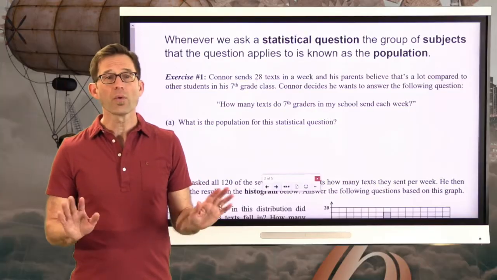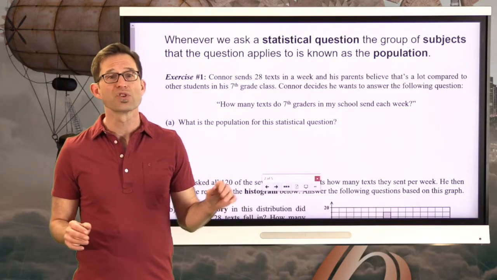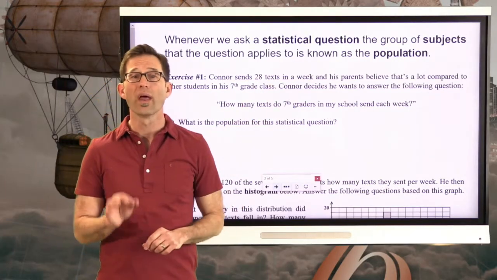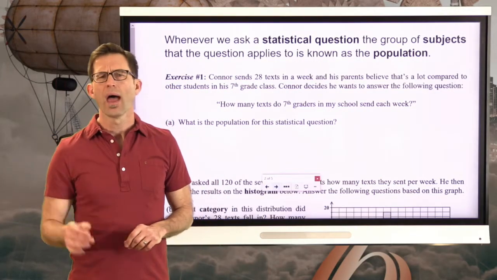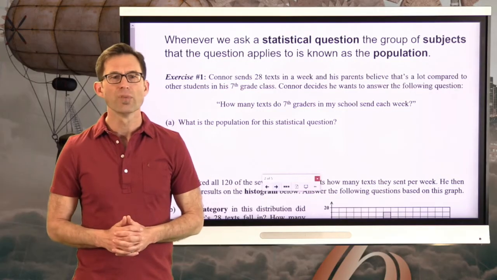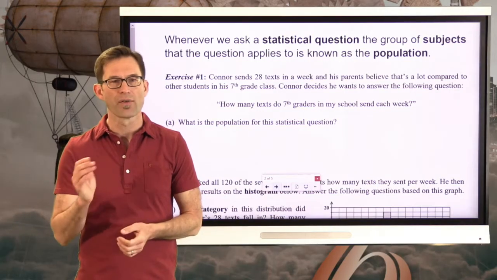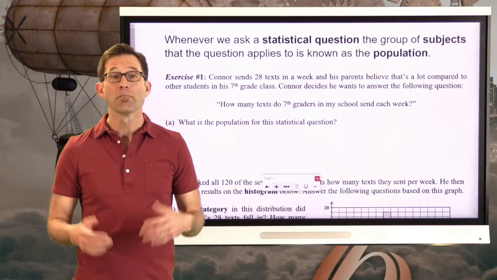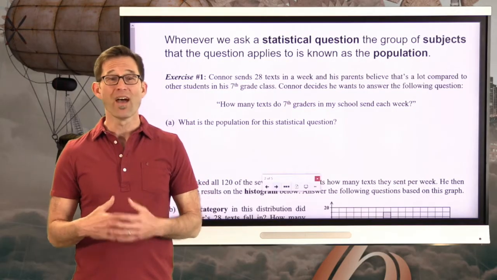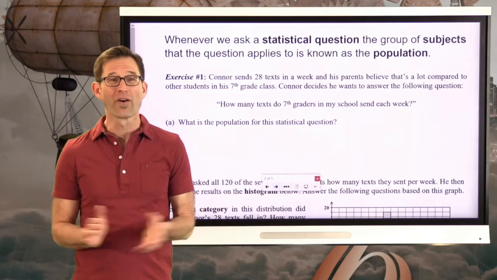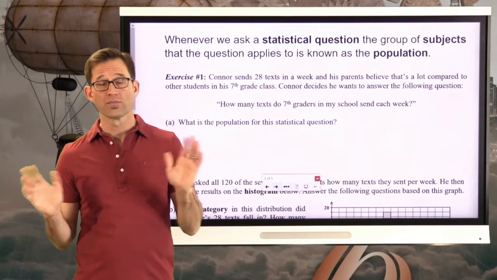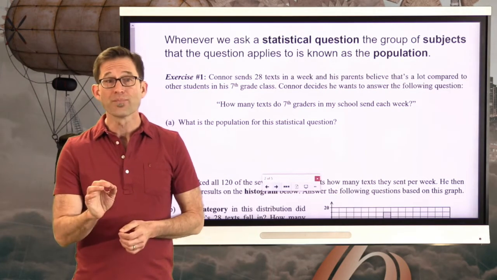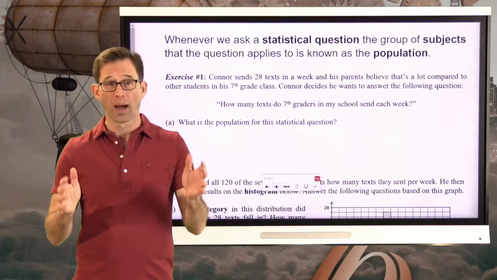Whenever we ask a statistical question, the group of subjects that the question applies to is known as the population. So if I asked the question, how much money do lawyers make? That's a great statistical question. There's a lot of variability in the amount of money lawyers make, but literally the population would be every single lawyer. Maybe just all the lawyers in the United States, or maybe all lawyers across the world. But it would be all lawyers. That would be the population.